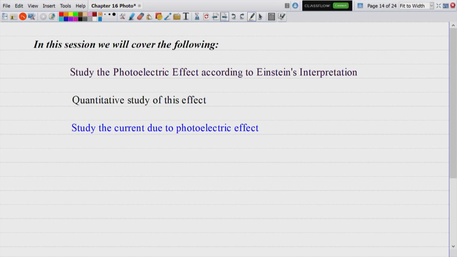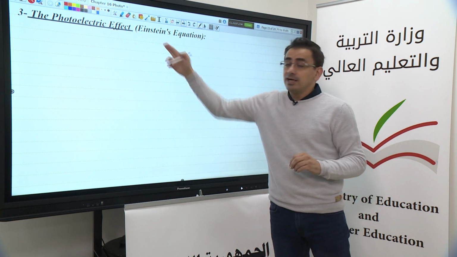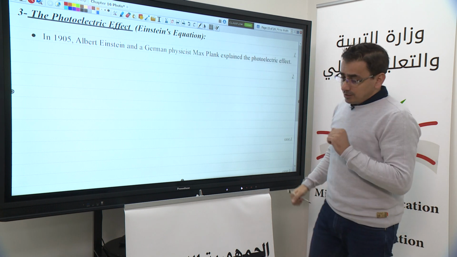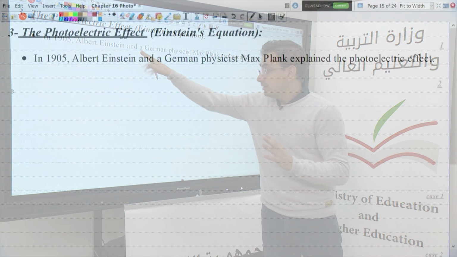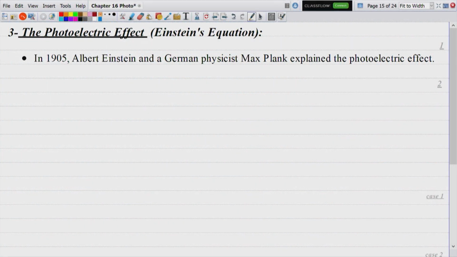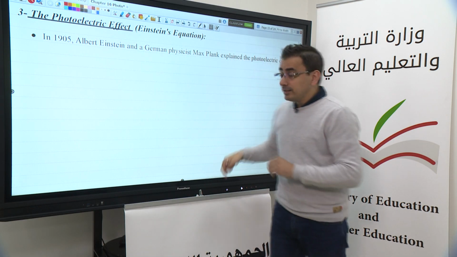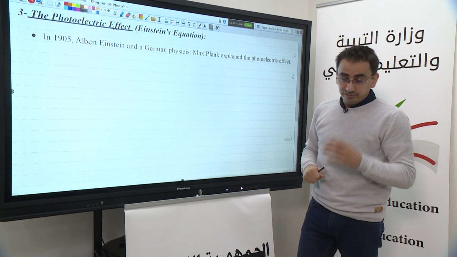Starting with the first term, which is the photoelectric effect, Einstein's equation. Before we start with Einstein's equation, historically speaking, in 1905, Albert Einstein, forget about Max Planck now, Albert Einstein explained the photoelectric effect. I need to give it like 30 seconds to talk about this just out of respect for the history. Albert Einstein is recorded to have explained the photoelectric effect in 1905.